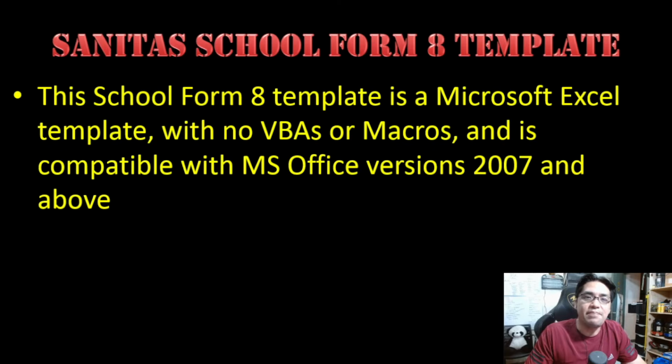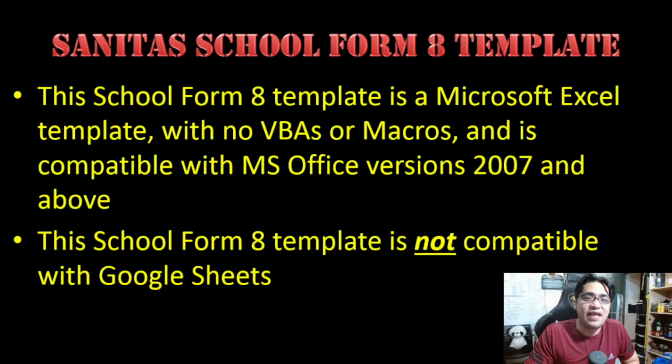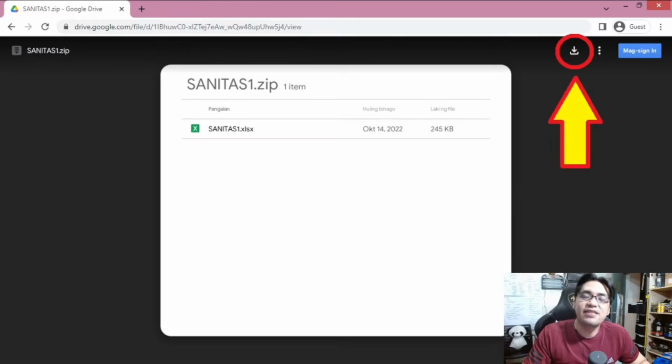This School Form 8 template is a Microsoft Excel template. It does not have any Visual Basic Code or macros, and it is compatible with Microsoft Office versions as old as 2007. This Microsoft Excel template is made to not be compatible with Google Sheets. It cannot be used online, so please download it and use it offline. To download this template, please check the descriptions down below. You will find there the download link for the Sanitas School Form 8 template.